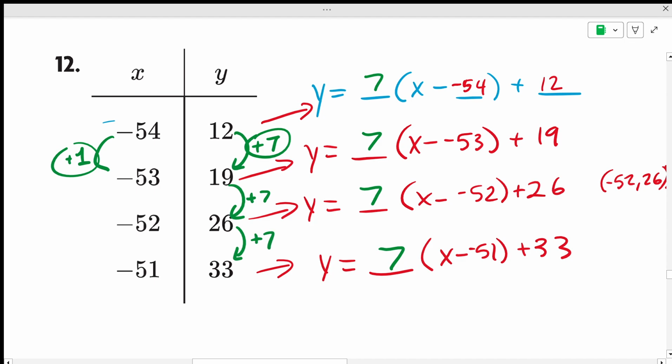Okay? Now, I would take this and, for example, use the last one. Y equals 7 times. Now, when you subtract a negative, that's addition. If you have a hole in your backyard 51 feet deep and you want to fill it in, you have to add 51 feet of dirt. So that becomes plus 51. Oops, I forgot the 1.